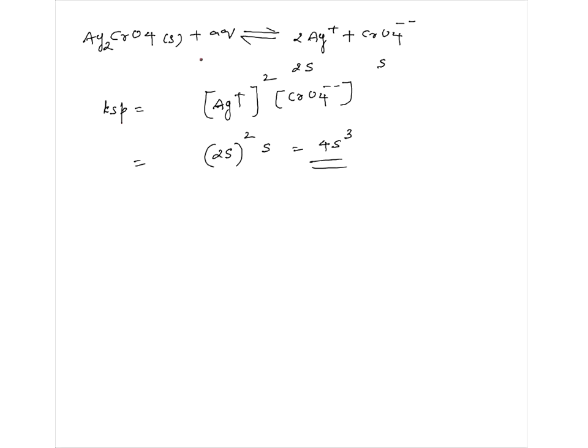So obviously, left side, isn't it? Left side means going towards the solid. That means precipitation. So if you increase ion concentration too much, then it can lead to precipitation. Left side equilibrium shift.